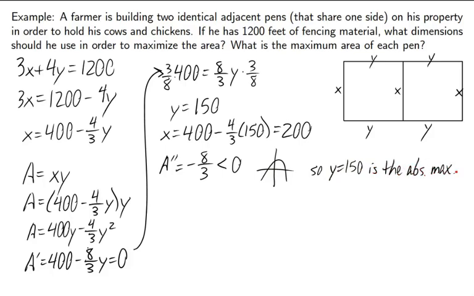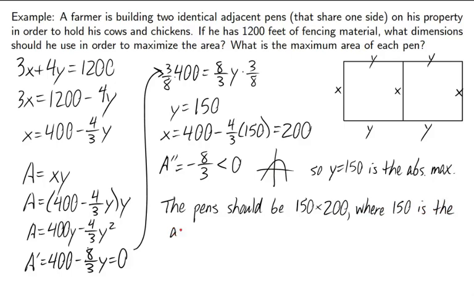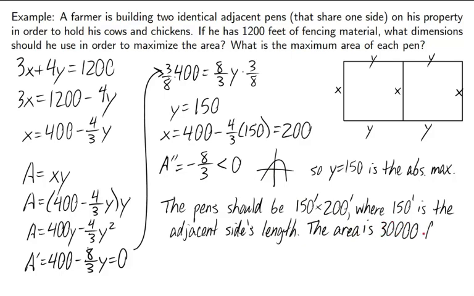All we should do now is finish answering the question. What dimensions should he use to maximize the area? The pens should be 150 by 200, where 150 is the adjacent side's length. The area is 30,000 feet squared.